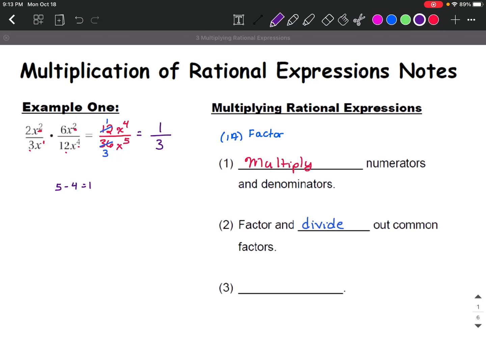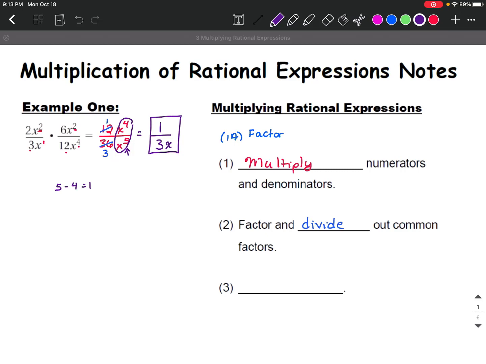Now where does that x to the first go? Does it go on the top or does it go on the bottom? Where did we have more? We had more on the bottom, so the x goes on the bottom. That's one way to think about it.